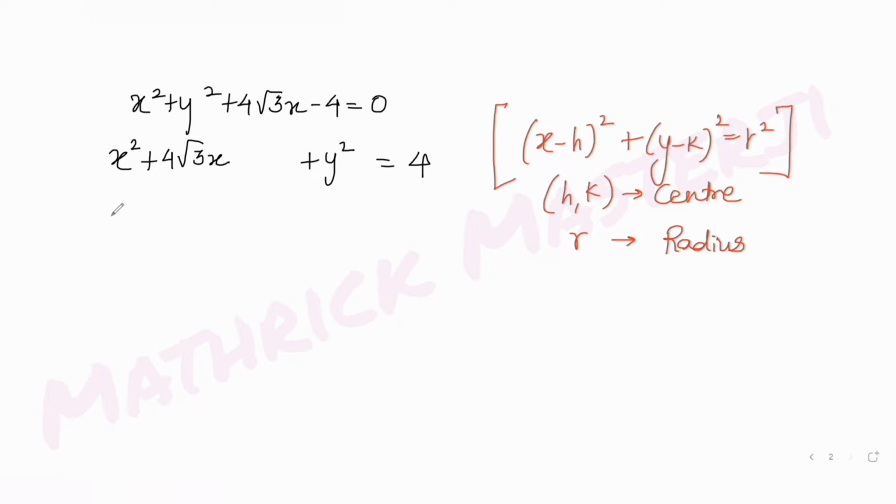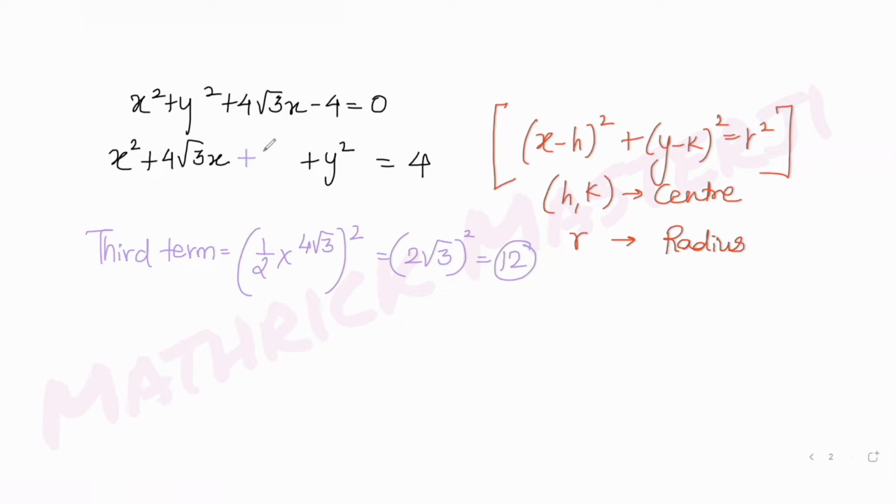Now let's try to find the third term so that this gets converted to a perfect square. We know the third term becomes half into the coefficient of x, which is 4 root 3, the whole square. So half into 4 root 3 is 2 root 3, the whole square, and if I square that, I get 4 into 3, which is 12. So to get the third term here, I'm adding 12 on both sides.